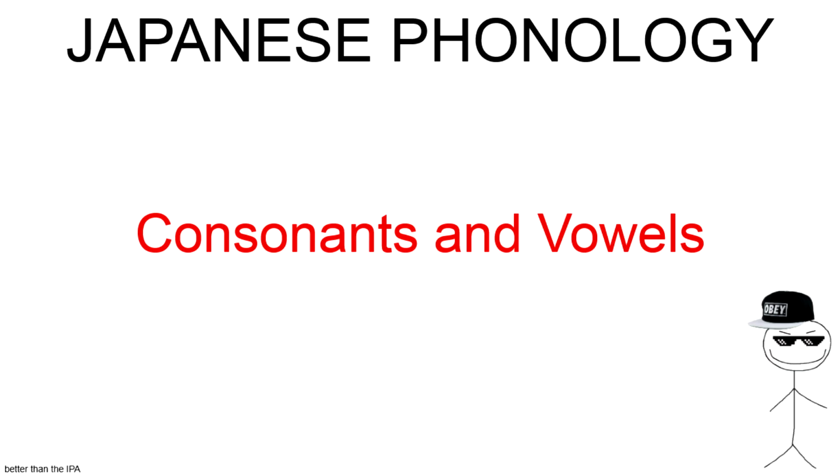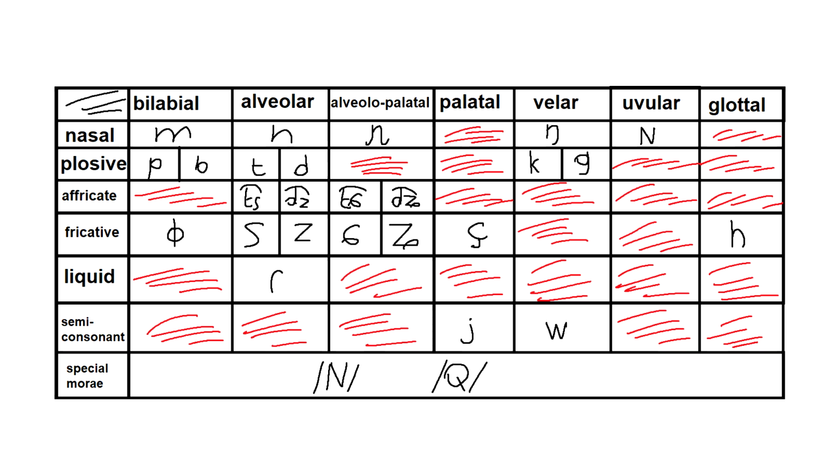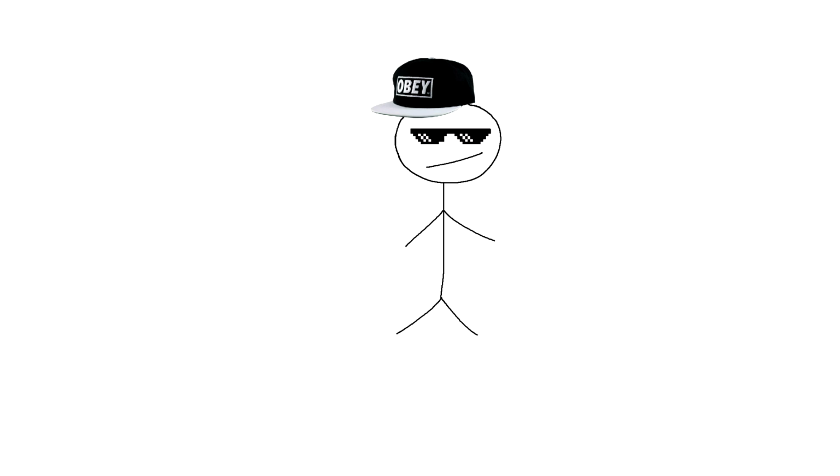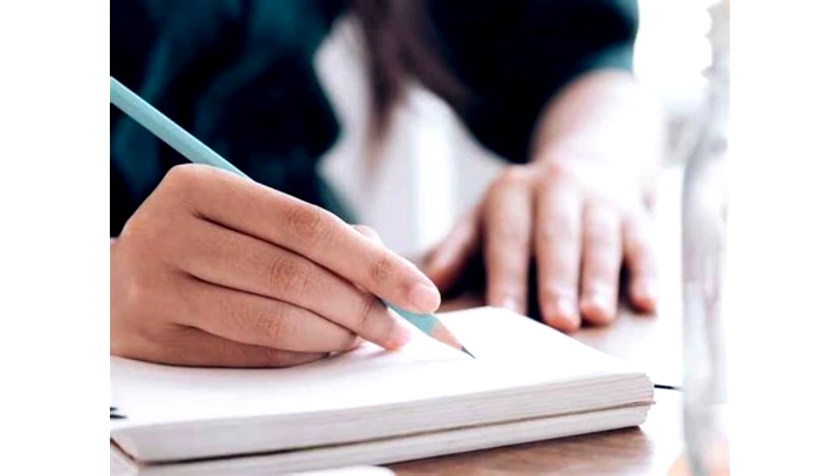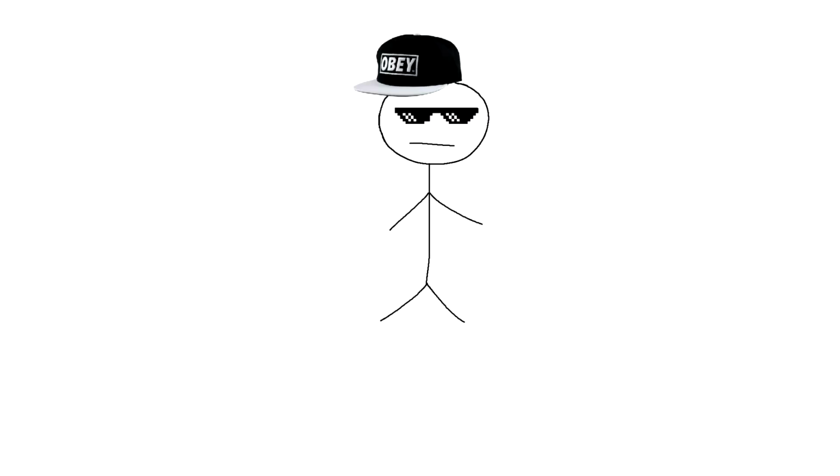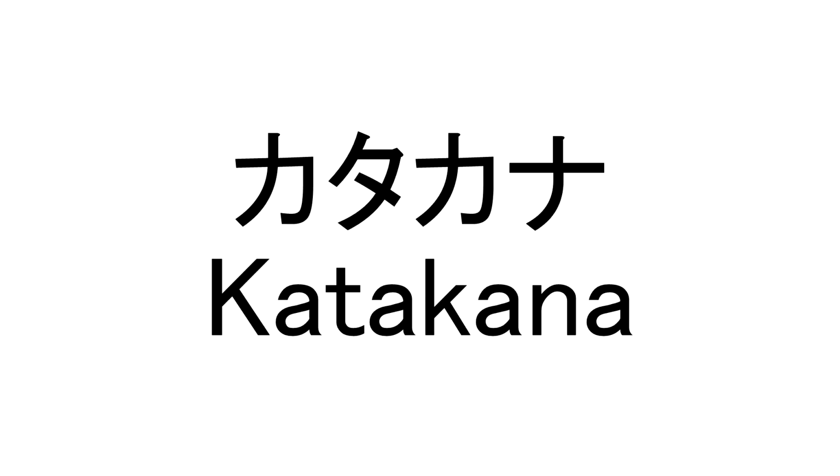In the previous video, if you haven't watched it, go watch it now, we saw the phonemes that make up Japanese phonology, that is, the collection of phonemes existing in a language. Today we'll take a look at how those phonemes are translated into writing. Japanese has 3 writing systems: Hiragana, Katakana, and Kanji.